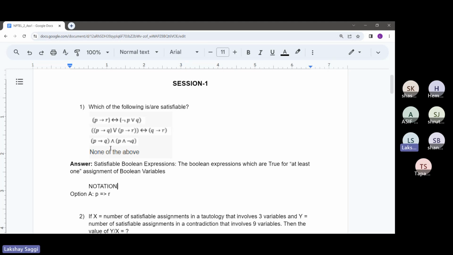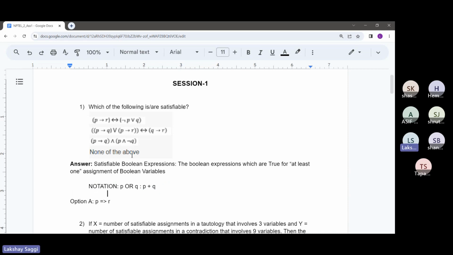So notation. For any expression, let's say Boolean variables P or Q, I'll write it as P plus Q, because it can be thought of as a Boolean addition. Instead of P or Q, or the P conjunction symbol Q, I like to write it as P plus Q, just because I feel it's a cleaner representation. So this is just a notation. You guys can adopt any notation you like. This is a notation which I personally like because it reduces a lot of the clutter.